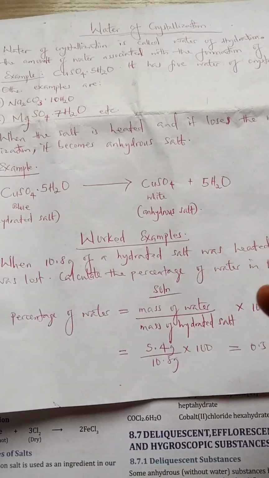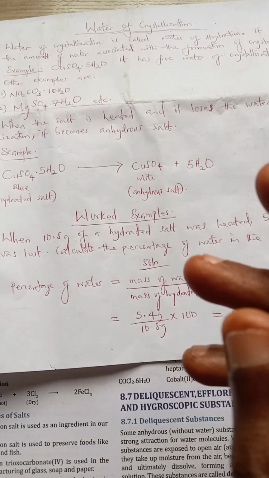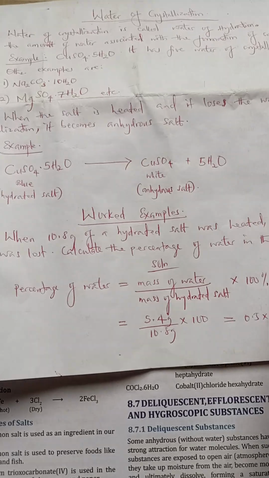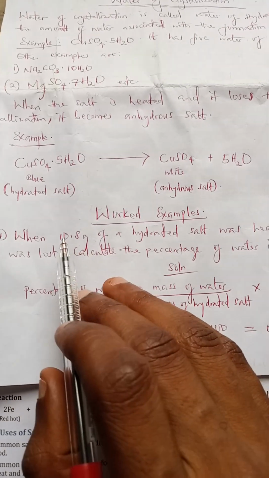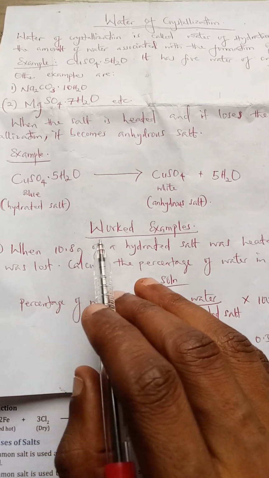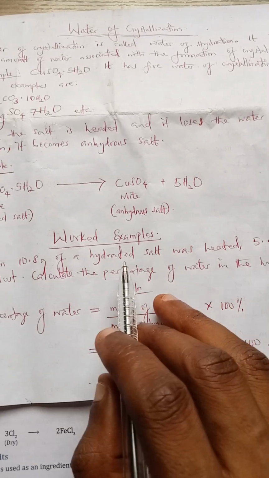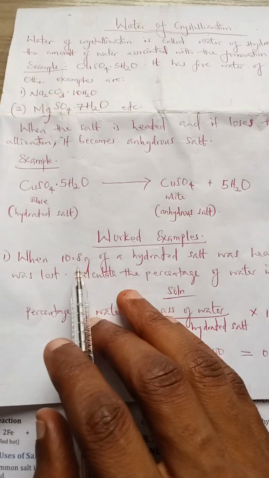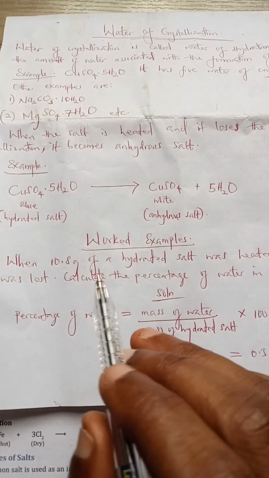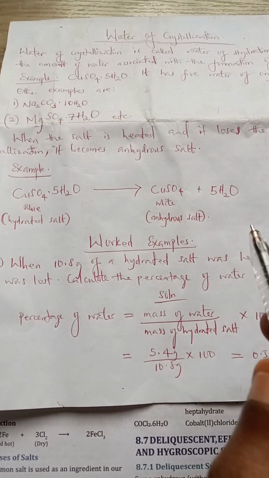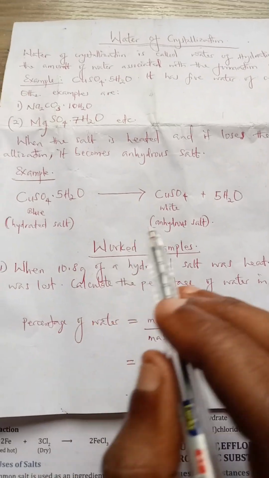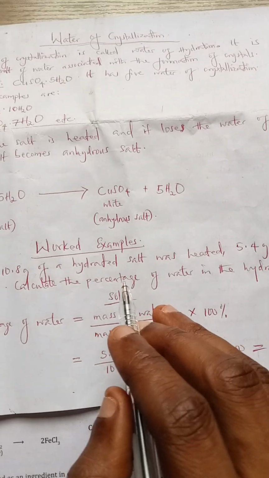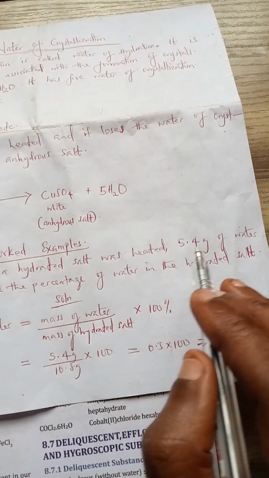So I'm going to give you two possible questions that JAMB can set for you very quickly, and they involve a calculation. The first question says that when 10.8 gram of hydrated salt, that is the one that has water, was heated, 5.4 gram of water was lost. That means in the beginning, water is 5.4 and the total water and salt is what? 10.8. The question now says calculate the percentage of water in the hydrated salt.